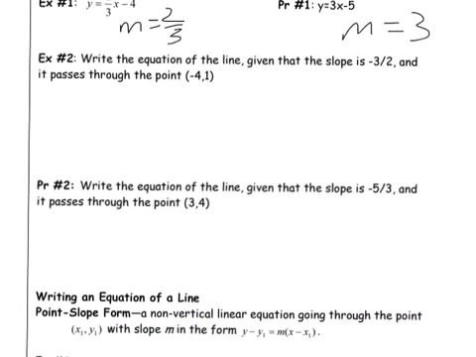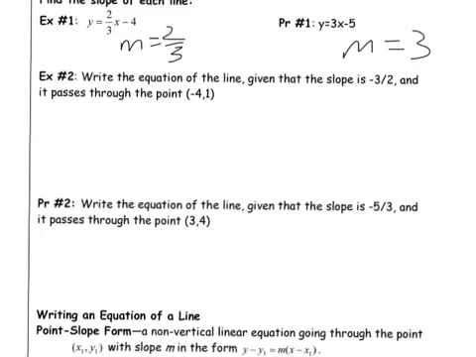So now let's take a look at this problem. It says write the equation of a line given that the slope is -3/2 and it passes through the point (-4, 1). Well, remember that we have this form, y equals mx plus b. So if we were to plug some stuff in, for the slope we could plug in -3/2. And we don't know what the b is, so we could just put that out there. But what we can do is temporarily plug in -4 for x and 1 for y.